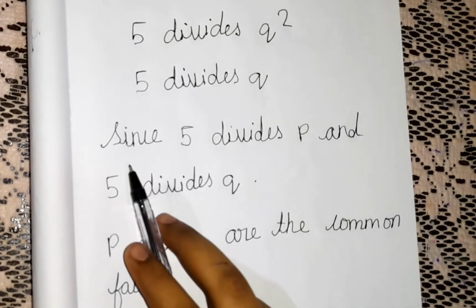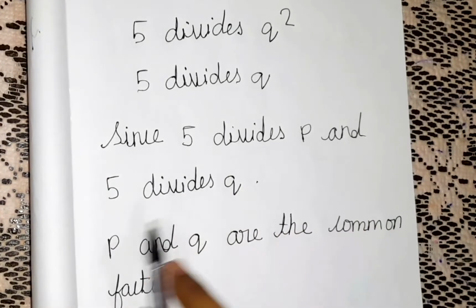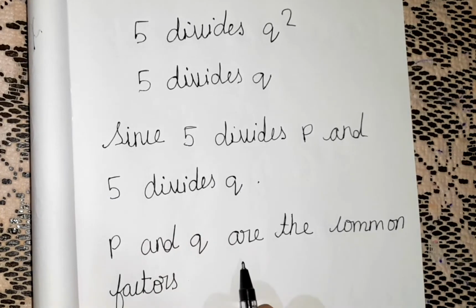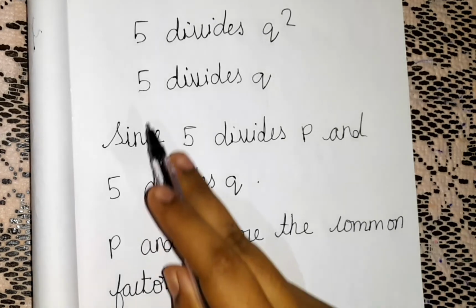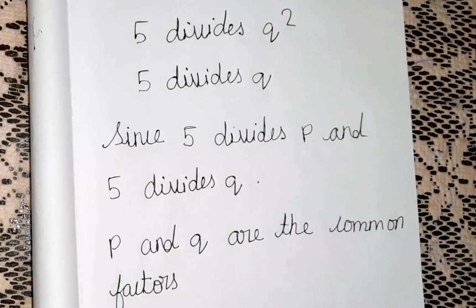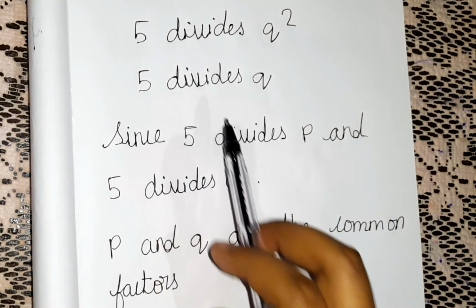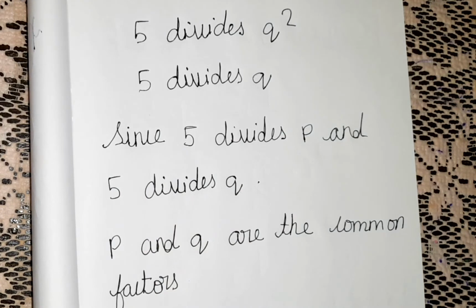So now we wrote, since 5 divides p and 5 divides q, p and q are the common factors. In this you might ask, why did I write 5 divides q? That's because rational numbers are in the form p by q. They are not in the form p square by q square. So instead of writing q square, I wrote 5 also divides q. Why? Because it has to be in the rational form. Am I right? That's why, because a rational number is always in the form p by q.